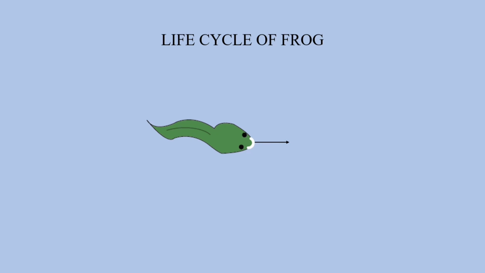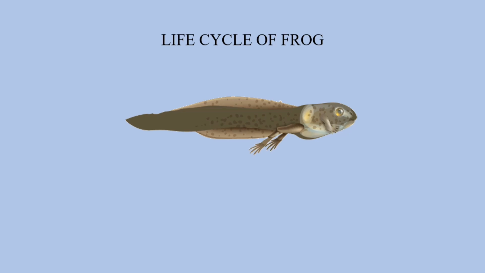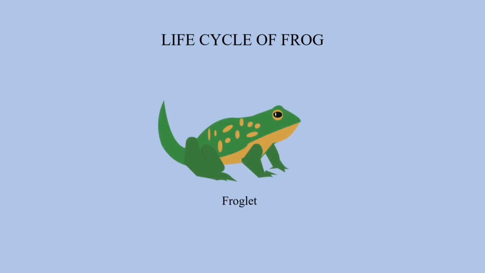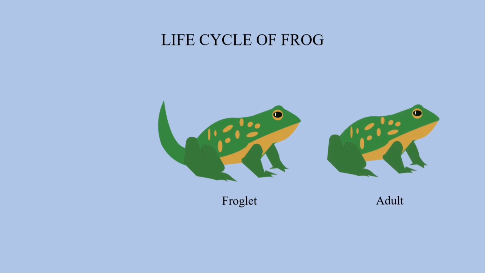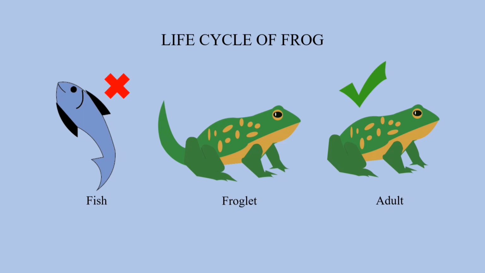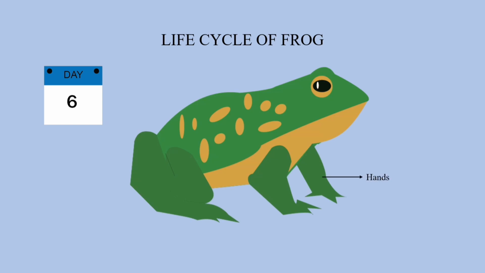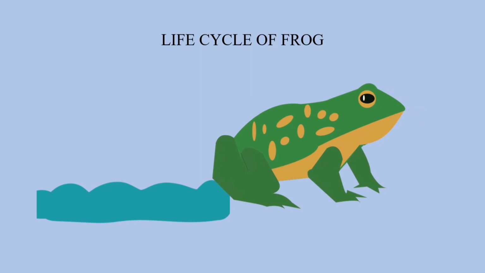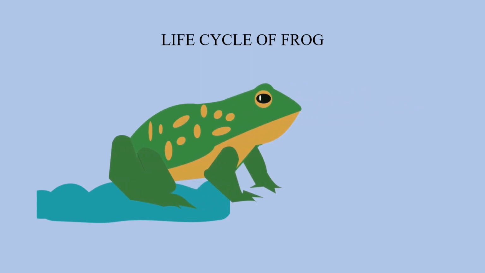Tadpole gradually develops teeth which help it to chew food. Tiny legs start developing on the tadpole's body. It begins to look more like an adult frog instead of a fish. After a few weeks, the tail disappears completely. The hands and feet become stronger and longer. The adult frogs mate and return to water to lay eggs.